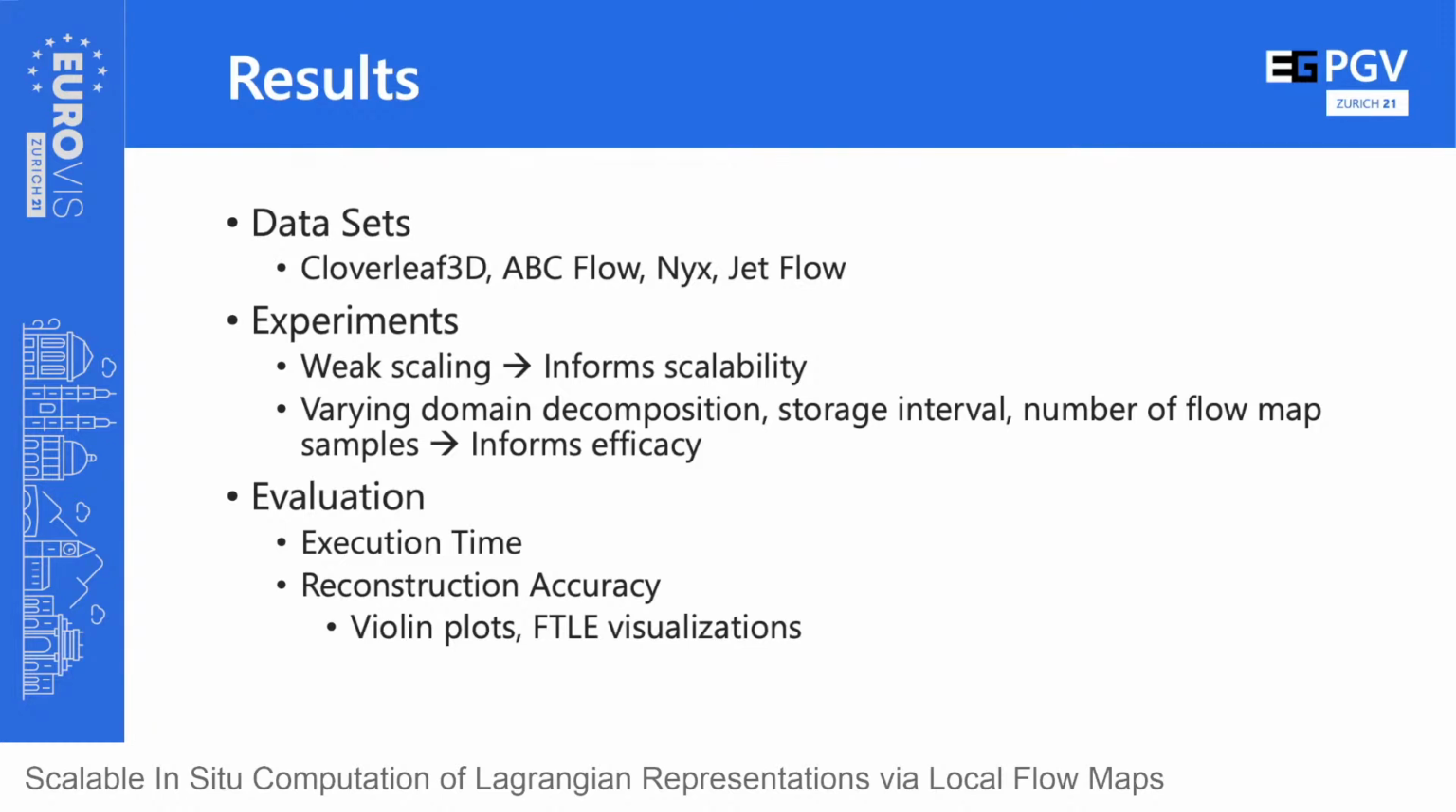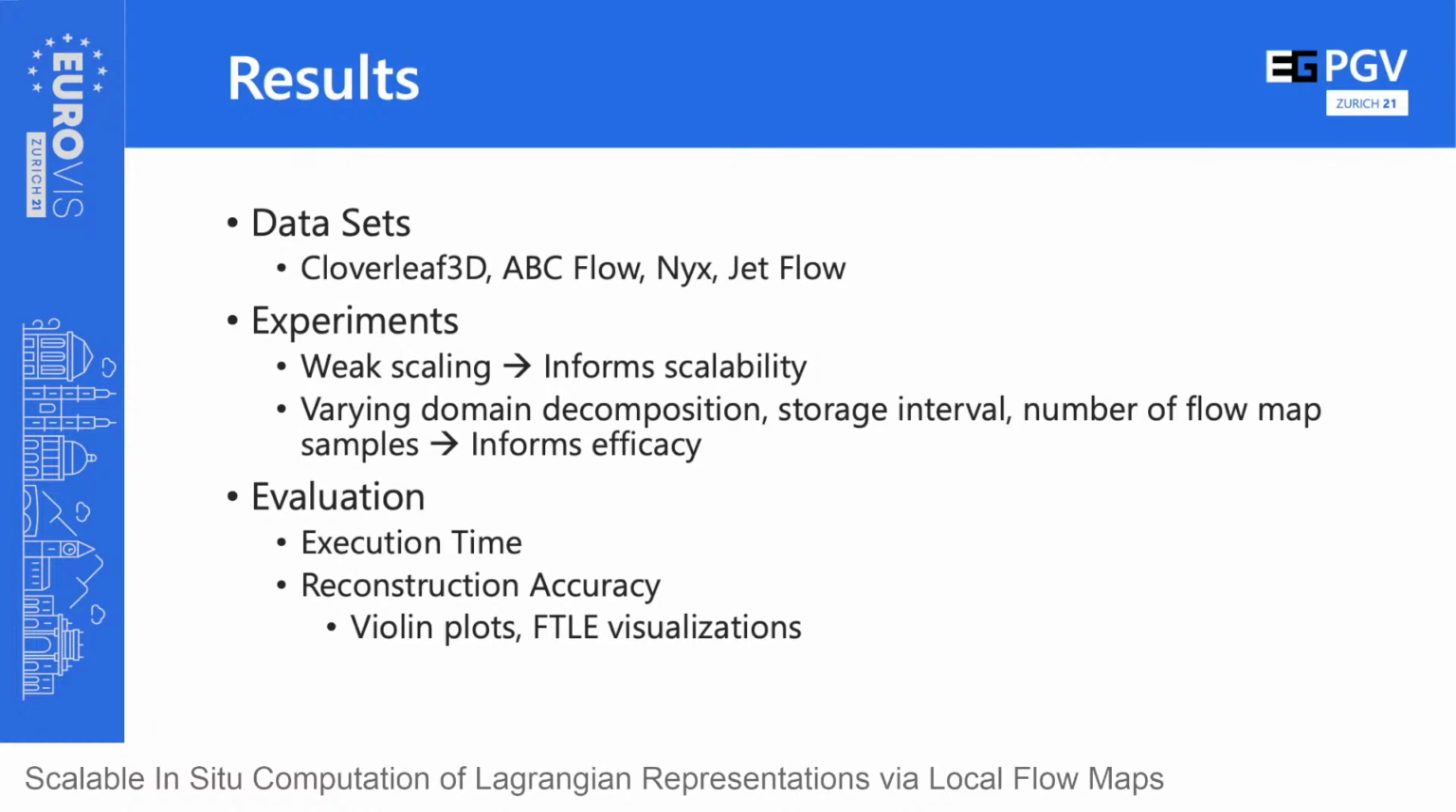Our study considered 4 datasets: Cloverleaf 3D, ABC Flow, a NIX test executable, and the JetFlow dataset. Our experiments informed scalability via a weak scaling study and efficacy via evaluations of reconstruction accuracy, where parameters such as degree of domain decomposition, storage interval, and number of flow map samples are varied. Our evaluation considered the execution time for particle advection and communication. And our reconstruction accuracy is presented as a percentage of grid cell side. That is, what percentage of the grid cell side is our result from the ground truth.